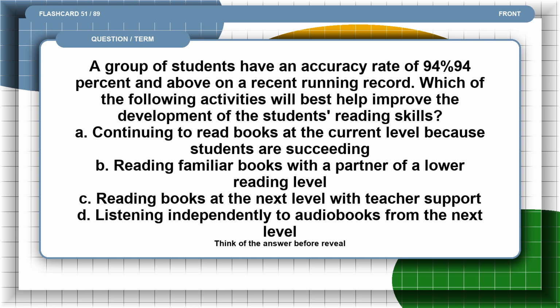A. Continuing to read books at the current level because students are succeeding. B. Reading familiar books with a partner of a lower reading level. C. Reading books at the next level with teacher support. D. Listening independently to audiobooks from the next level. Pause and think of the answer before the reveal.